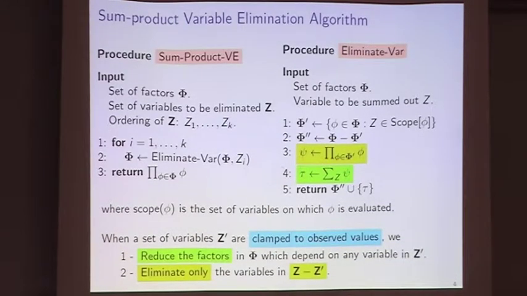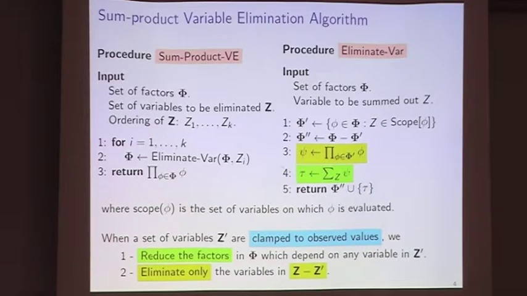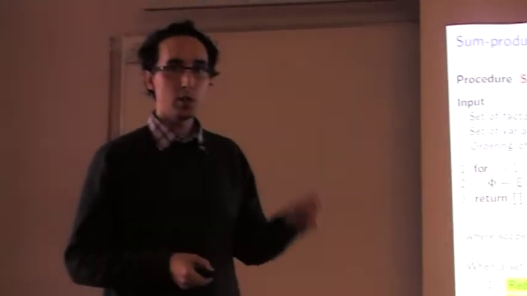So when we observe the value of some of the variables, what we do in the joint is we just reduce the factors that depend on the observed variables. We just consider those factors as functions of the variables that are not observed, and we consider only the entries in those factors that agree with the observed value of the variables. So this is relatively easy. And if we are going to sum out variables, we won't consider the variables that are observed.